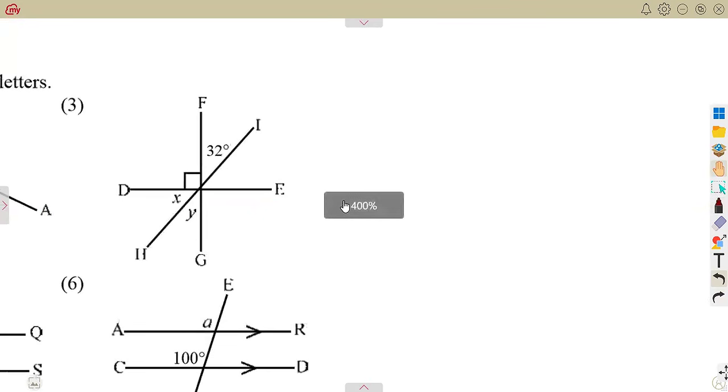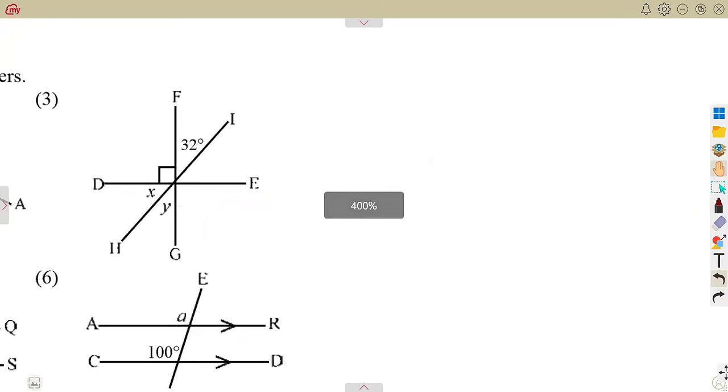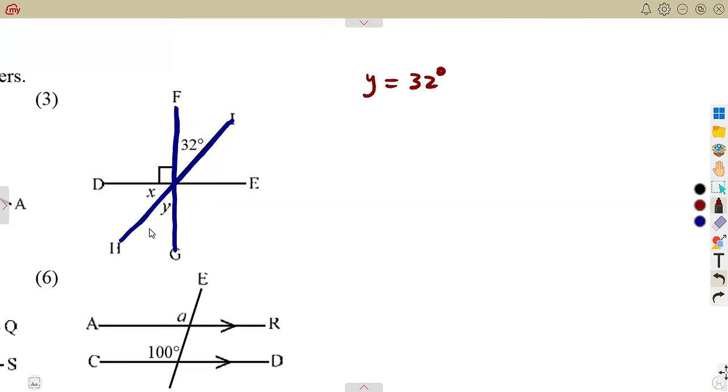Considering question number 3, we also have the condition of the vertically opposite angles here. If you just consider this line like this, and also this line like this, these are straight lines. So there we have got vertically opposite angles, y and these 32 degrees. So in this case, y is equal to 32 degrees. So if this y is 32 degrees, you can calculate the value of x.